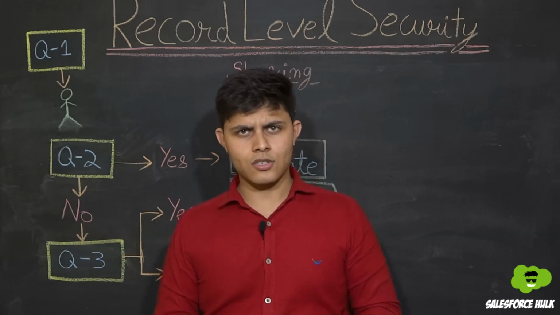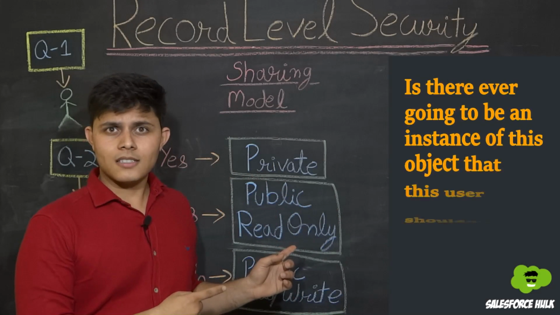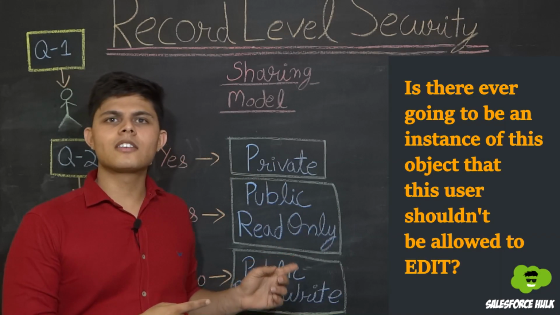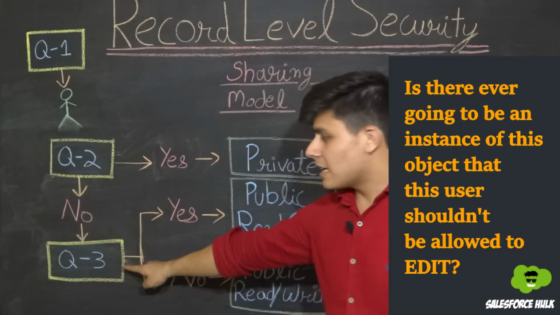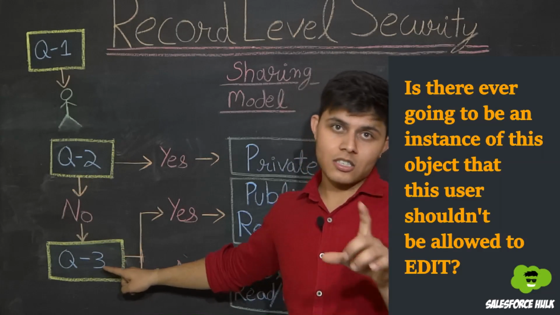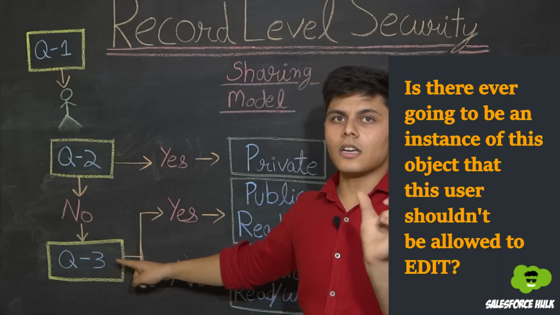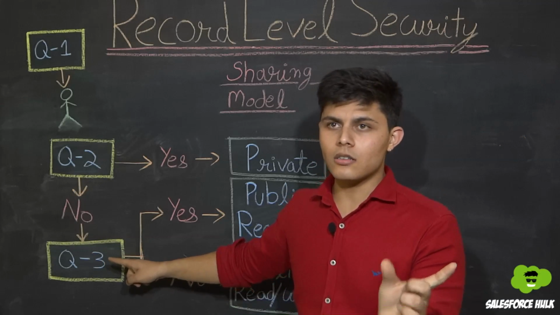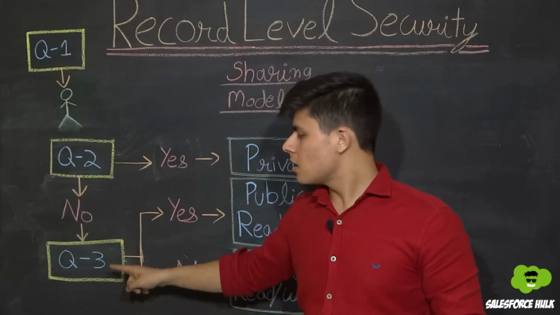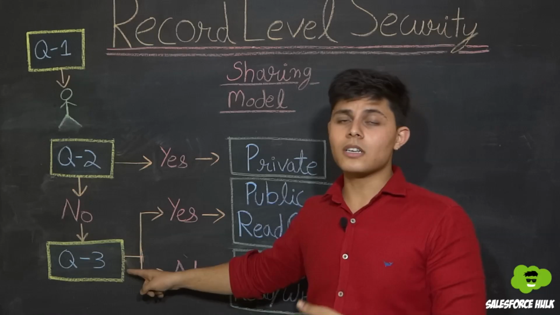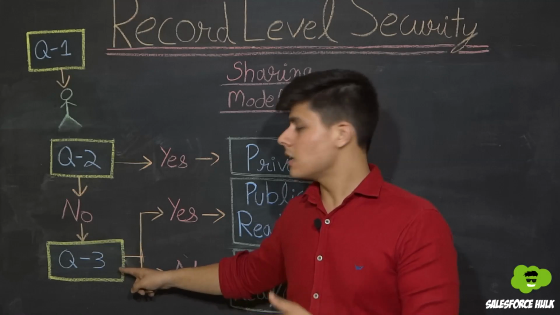And now let's see what the third question is. Is there ever going to be an instance of this object that this user shouldn't be allowed to edit? Instance of this object is a record. So is there ever going to be a single record, single or multiple? How many? It's like any instance. So is there ever going to be an instance of this object that this user shouldn't be allowed to edit?